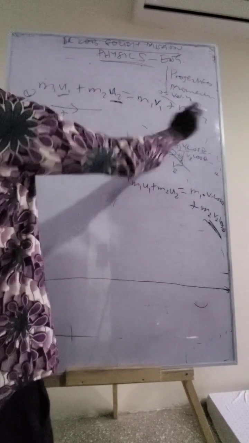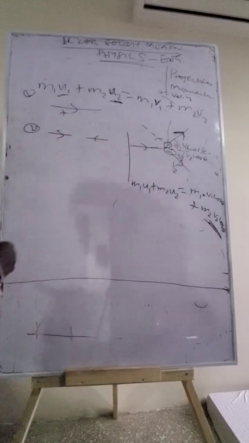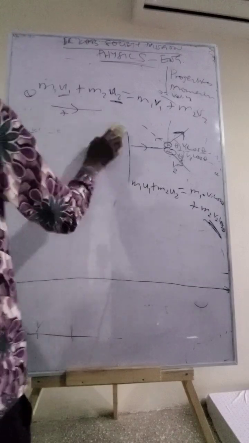So this is a simple one for simple linear momentum conservation. This is where they move at an angle. This is the second one for where there's an angle change. Right. So that is that.